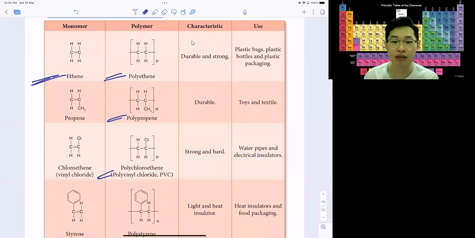You also have to know some general properties of plastic. Can you all tell me some properties of plastic? Light, durable, cheap, resistant to corrosion, heat insulator, and chemically inert as well.